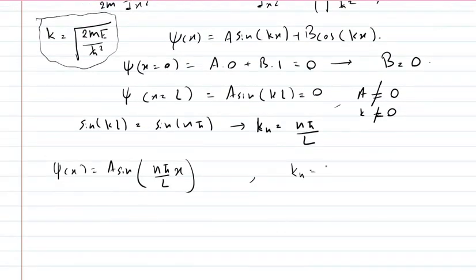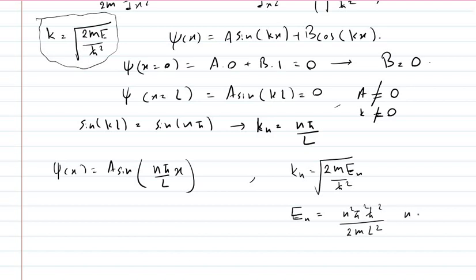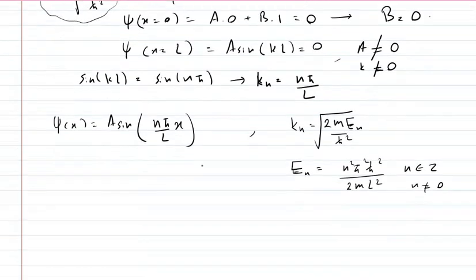k_n is equal to the square root of 2m E_n over h bar squared, which means the nth energy eigenvalue will be n squared pi squared h bar squared over 2mL squared. Here n is any integer, but n is not equal to 0. So hereafter we have only one thing to do, that's determining this A coefficient.